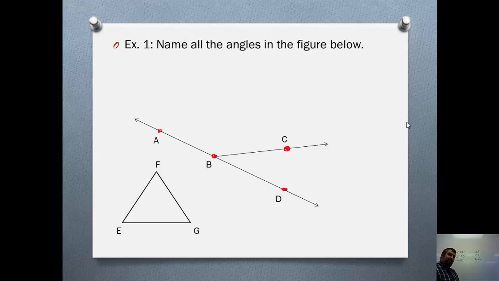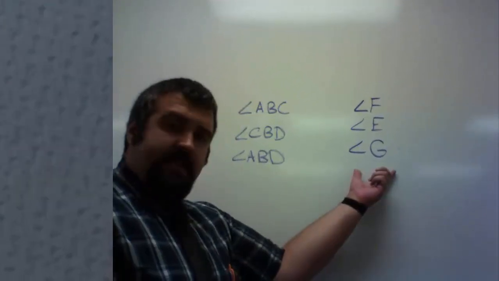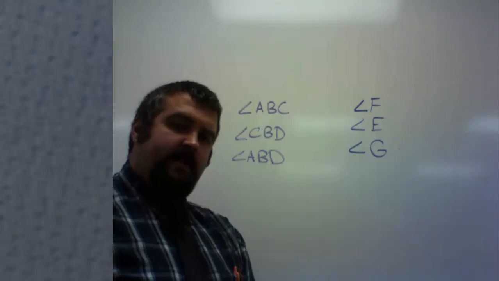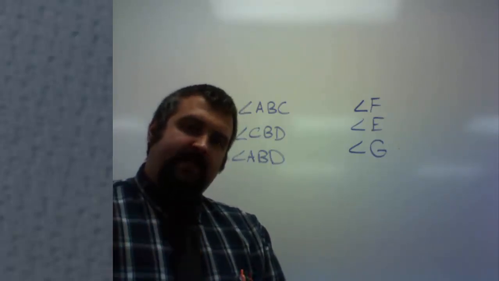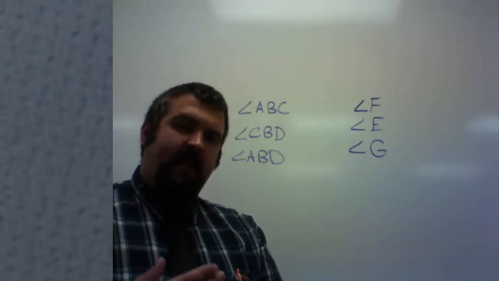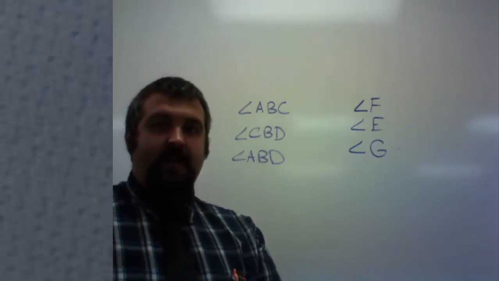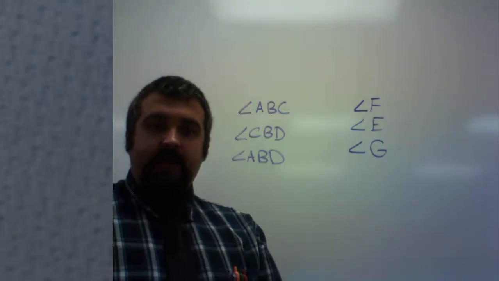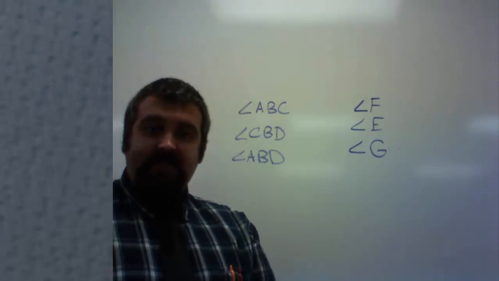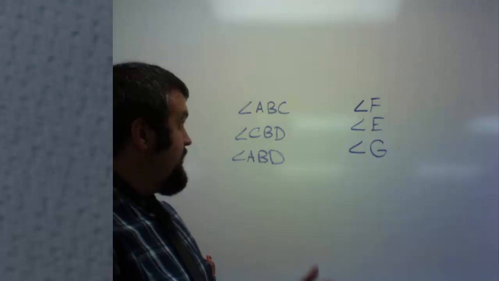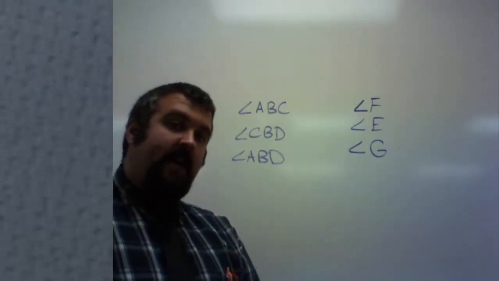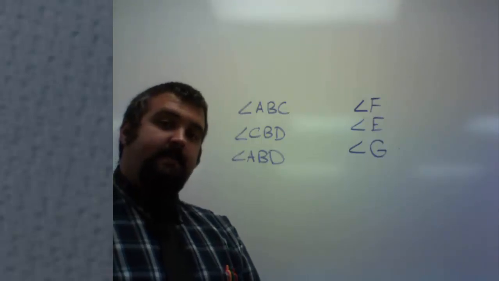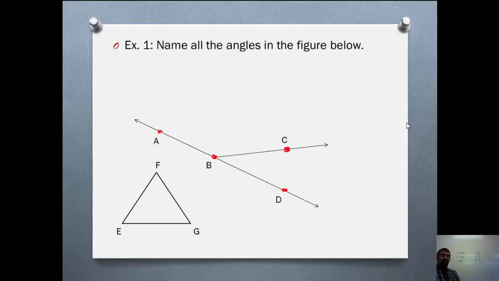Name all the angles in the figure below. These are all the angles in the picture below. Note, these three for the triangle, angle F, angle E, and angle G, are all by themselves. There's no question when I talk about angle F, I'm talking about the top of the triangle, or angle E, or angle G. There's no question which corner I'm talking about. But when I talk about angle B, you wouldn't know what I'm saying. So I have to be specific. Angle ABC is the obtuse angle. It's the larger angle. Angle CBD is a smaller angle, and angle ABD is a straight angle.